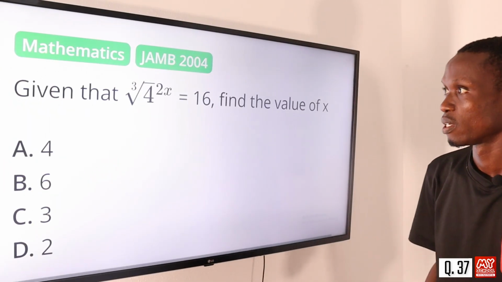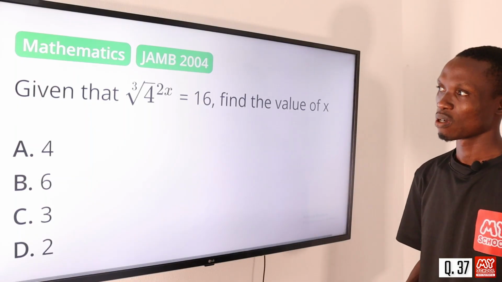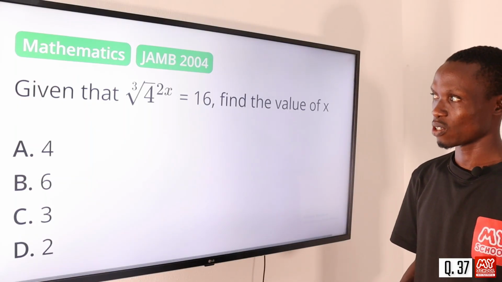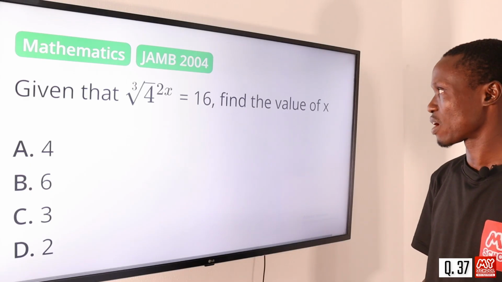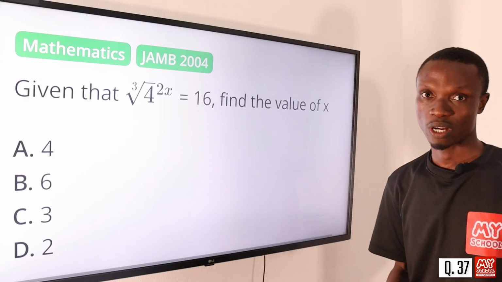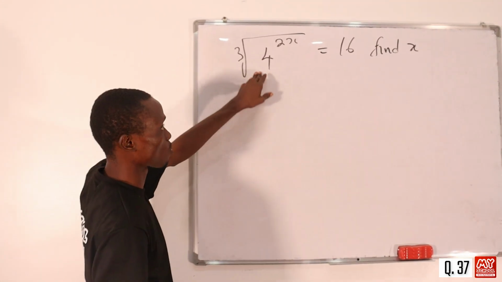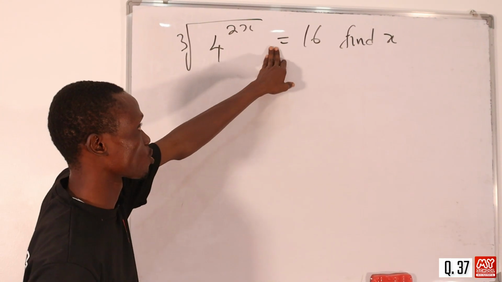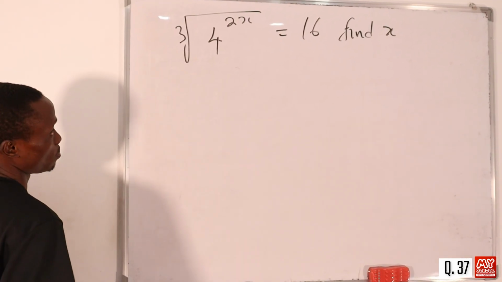Question 37. Given that the cube root of 4 raised to power 2x is equal to 16, find the value of x. So let's move over to the board to provide the answer to this question. We are given the cube root of 4 raised to power 2x to be equal to 16, and we should find the value of x.